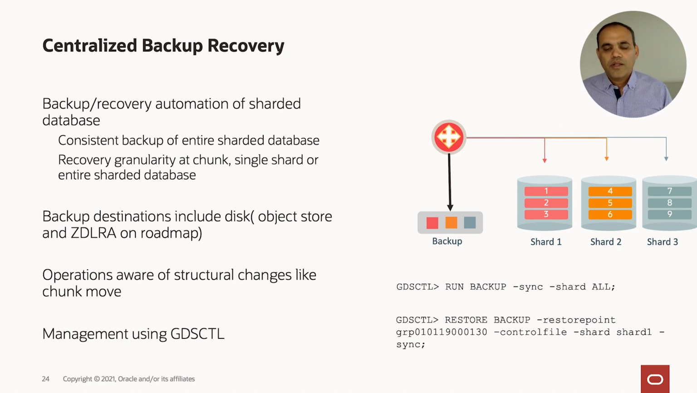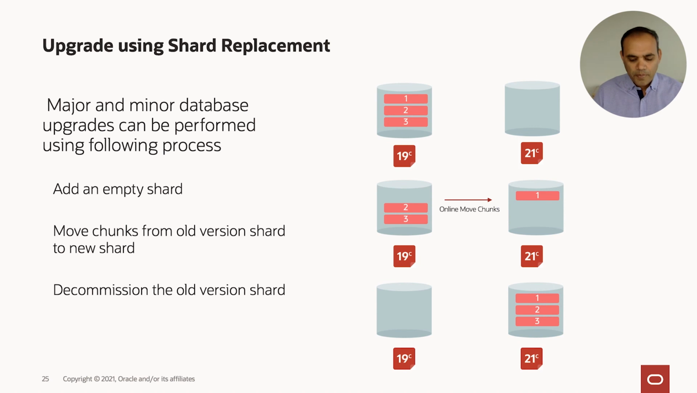For example, if I'm running some testing and I want to clone my production environment and then run my destructive testing on that and then rewind it back to the state it was, I could do a recovery which recovers all my shards. Or if there is an outage on a given shard, I could go and recover just one shard in the production outage scenario. We support a variety of backup locations, including disk, and shortly we'll be releasing object store and ZDL array as well.